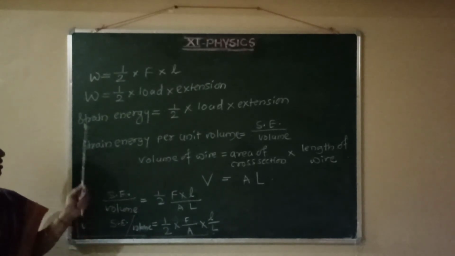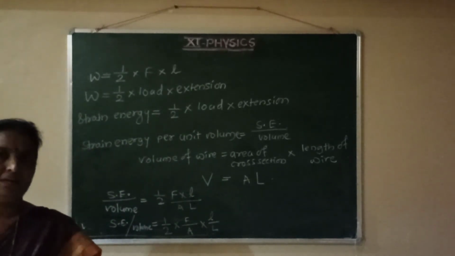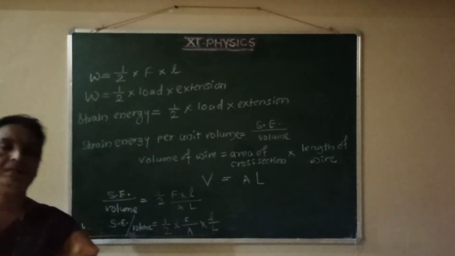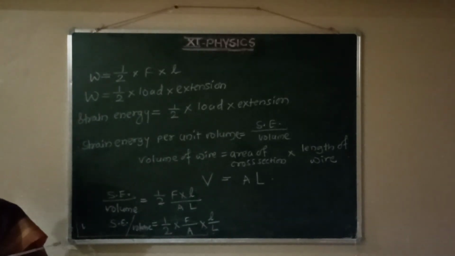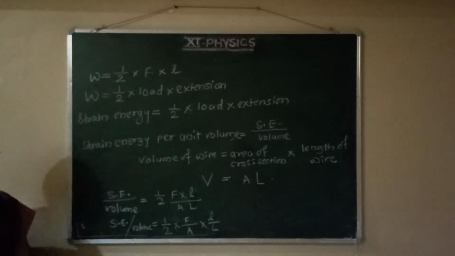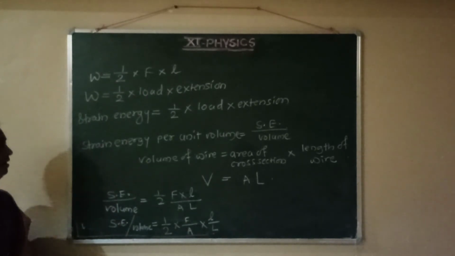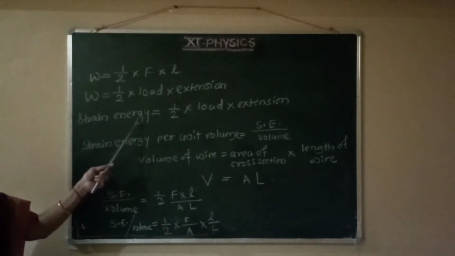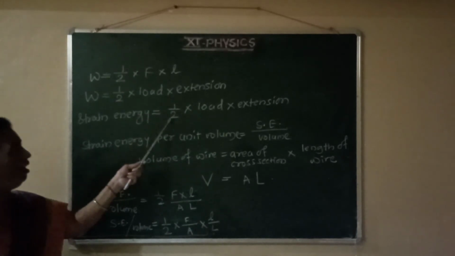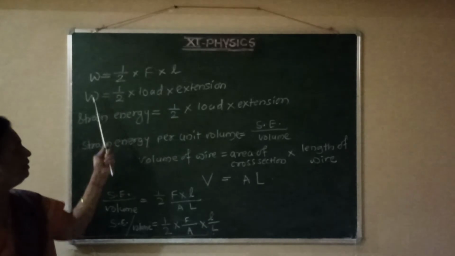Strain energy, that is the elastic energy gained by the wire during its elongation or extension. This work done is stored in the form of energy, and that energy we call strain energy. So the formula for strain energy is equal to what? Half load into extension. Strain energy and work done are equal.